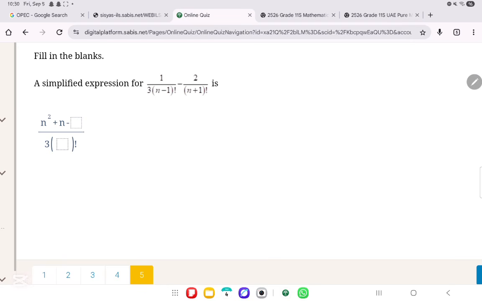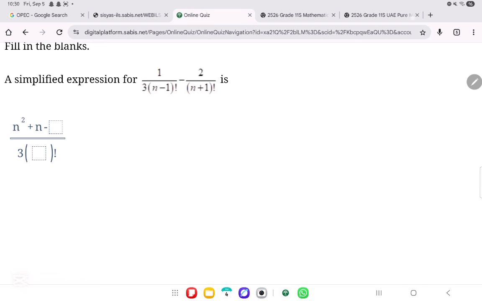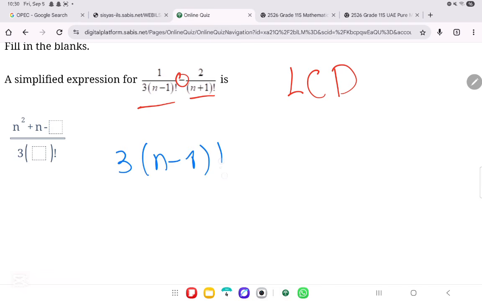Now, whenever you see two fractions with different denominators and a minus in the middle, we are supposed to find the least common denominator. So let us find, first of all, the least common denominator. Let's take the denominators aside. We have 3 times n minus 1 factorial. It's preferable to say factorial, please do not say exclamation. And n plus 1 factorial. My bad, I keep on saying exclamation. That's very long.